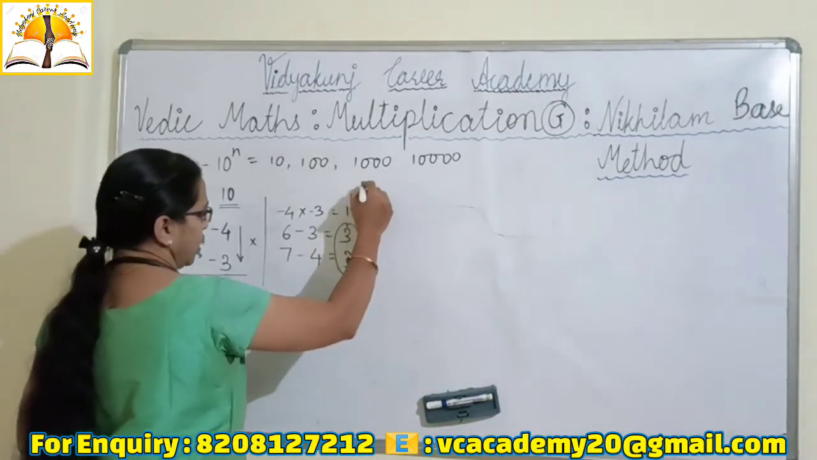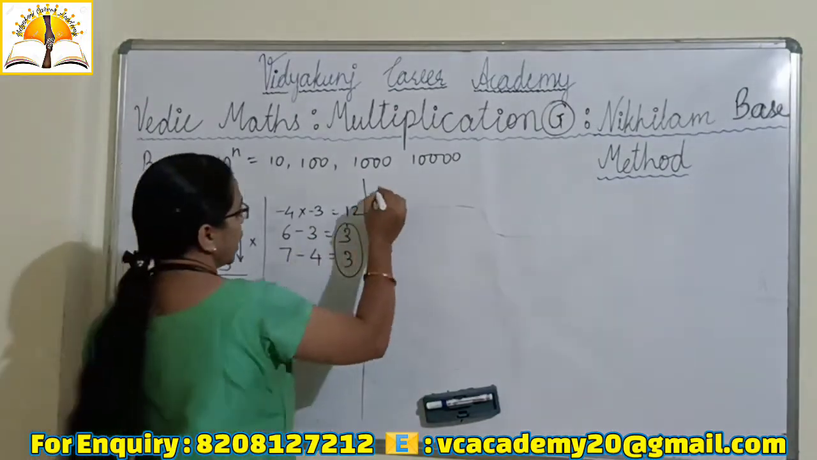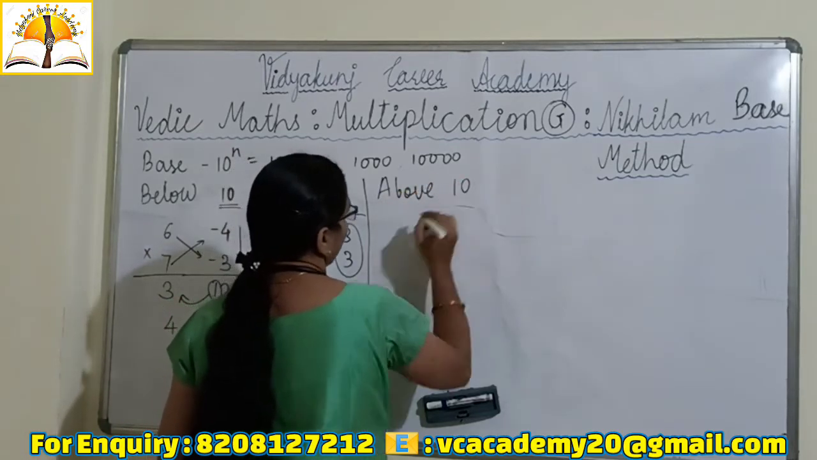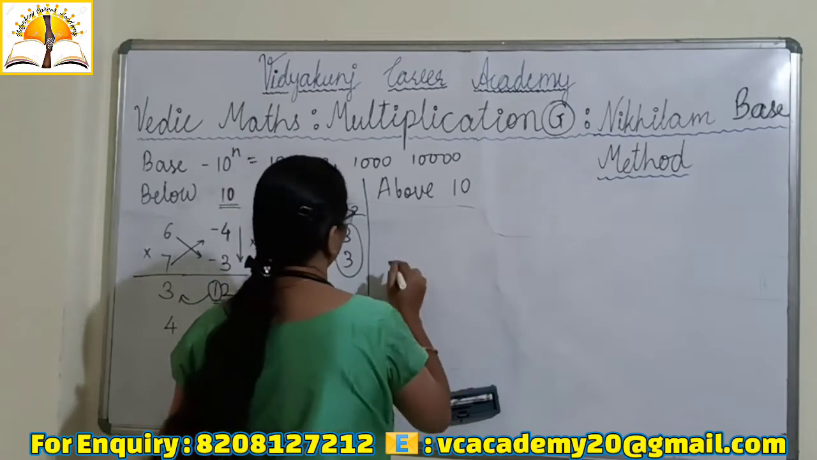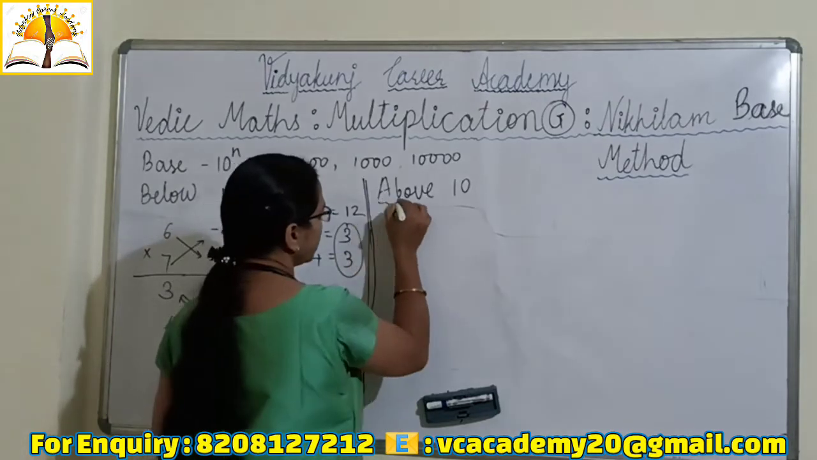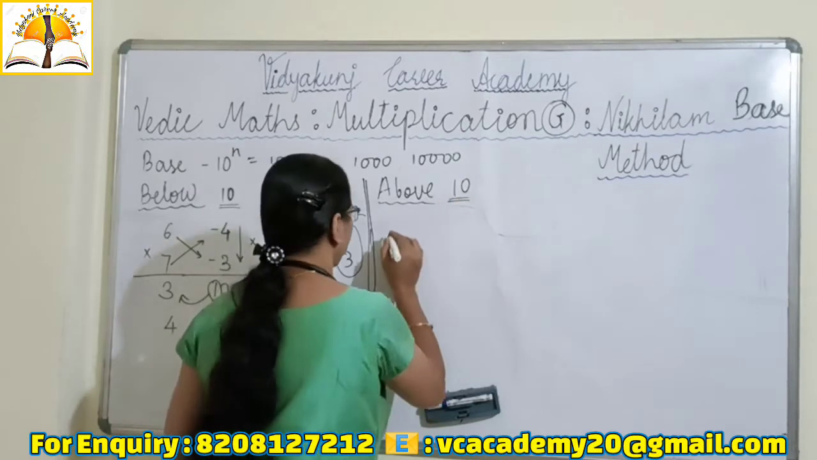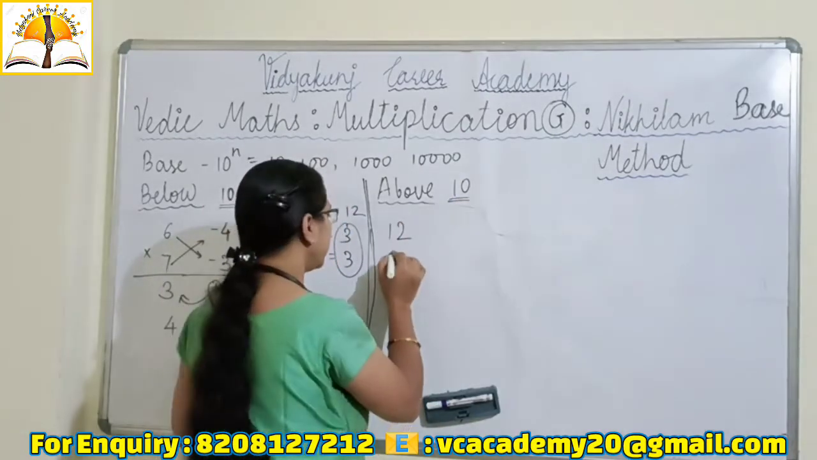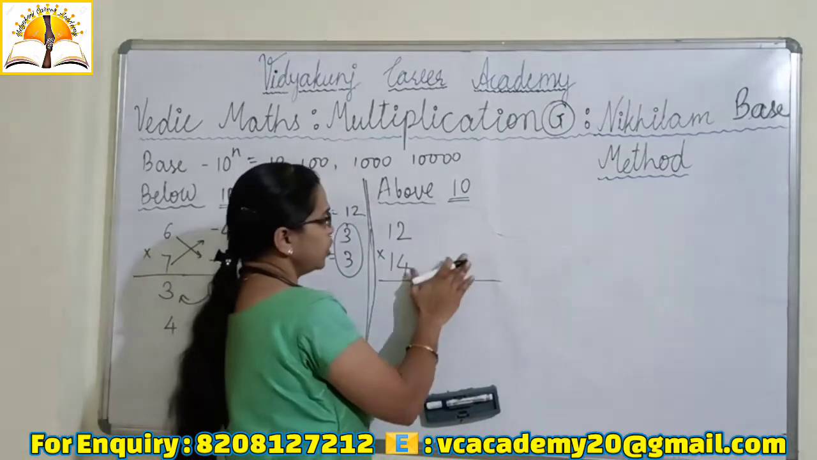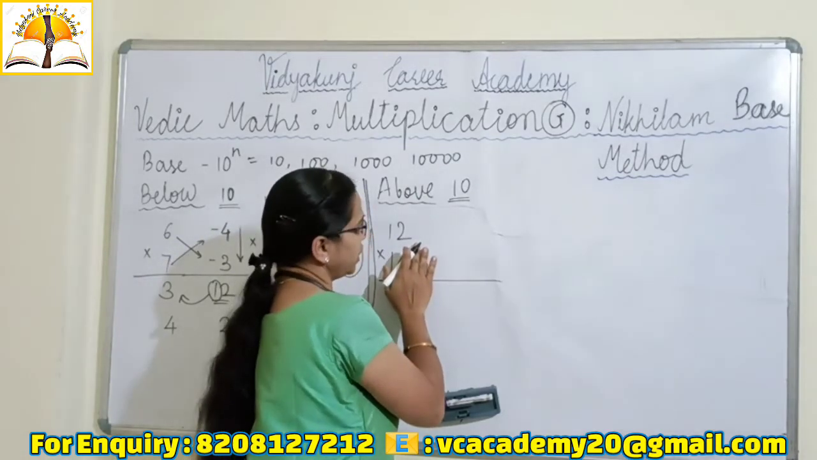Now I will take numbers above 10. This is another method. Below 10 I have taken, now above 10 I will take. Here I have taken 12 and here I have taken 14. I have to multiply.